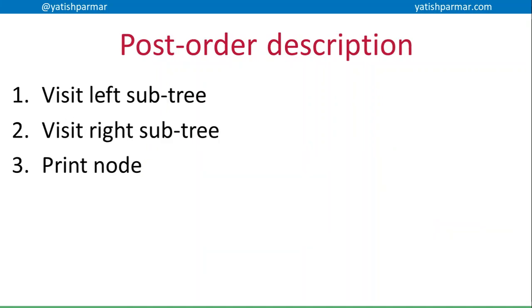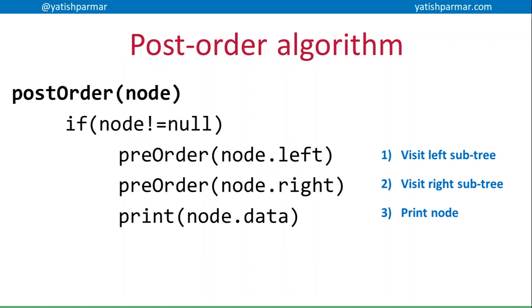Now you can guess, just by looking at the previous two algorithms and the post-order description, what the post-order algorithm is going to look like, and it's very, very similar. If the node is not null, recursive call to the left, recursive call to the right, and then we print the node that we're at.